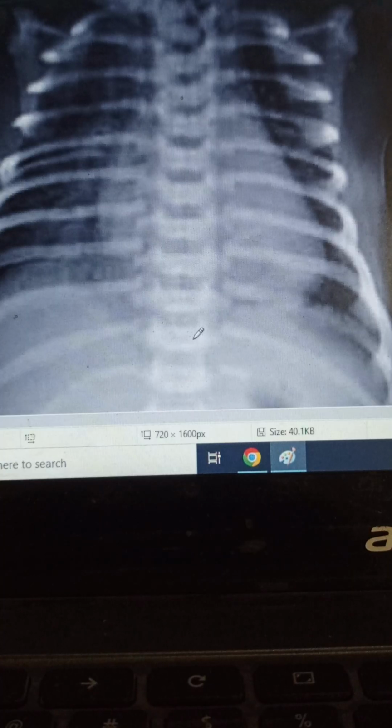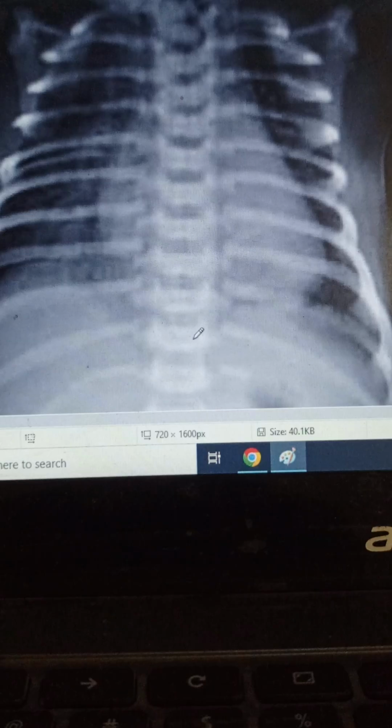Yes. So, this is an X-ray of a newborn who was born at full term, and the baby was delivered through C-section. And on examination, he was having tachypnea, nasal flaring, intercostal retraction, and clear breath sounds. And he was not having any fever.